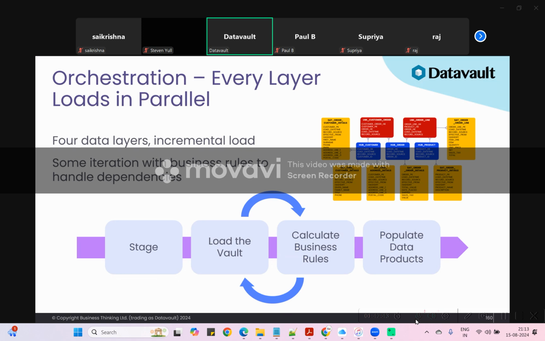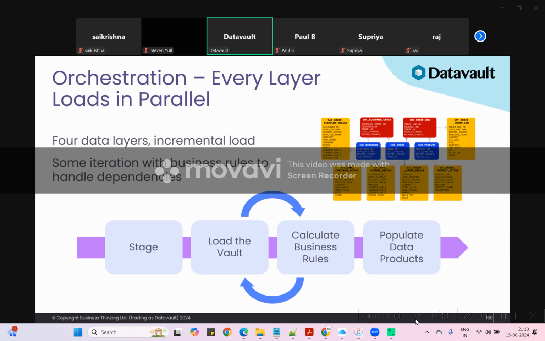So the whole thing is designed for as much parallel load as possible. Although there are some dependencies, of course. I have to load the stage before I can load the vault itself, and then I can do the rules after the vault is loaded, and then I can do the data products after the rules have been applied. So there are steps involved here.